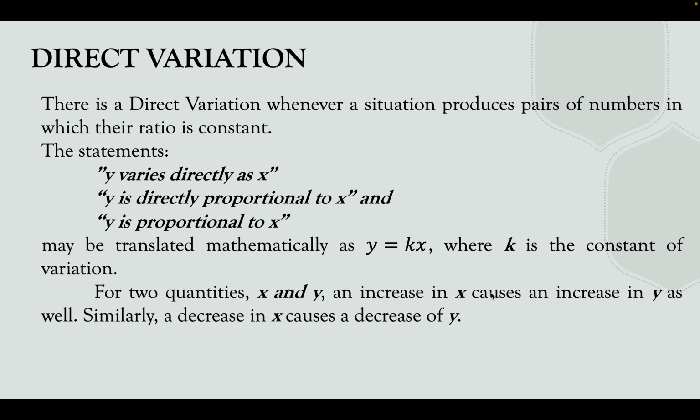An increase of x causes an increase in y. Similarly, a decrease of x causes a decrease of y. That means the two quantities are directly proportional. Increase of x, the y also must increase, or a decrease of x, the y also decreases. Again, in direct variation, all you need to remember is that whenever x increases, your y also increases, and if your x decreases, your y also decreases. Both of the quantities are directly proportional.